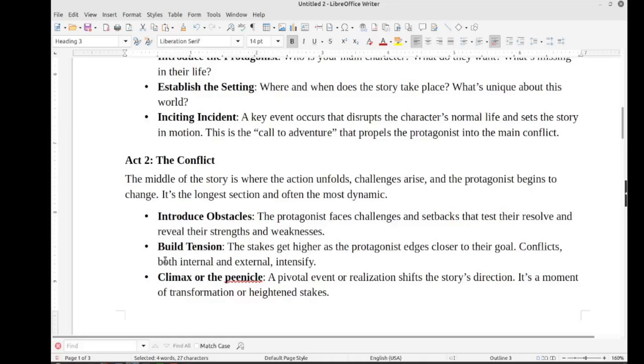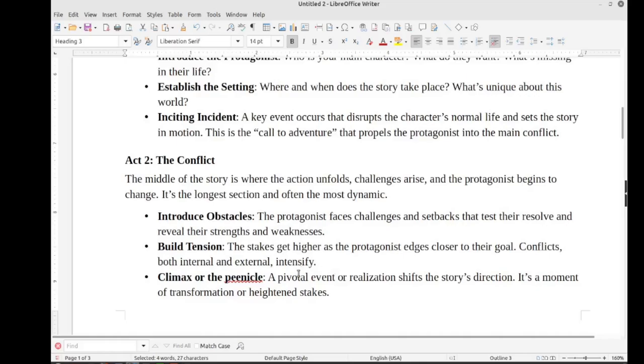And we want to build tension. The stakes get higher as the protagonist edges closer to their goal. Conflicts, both internal and external, intensify. So this stuff, for my story, would occur on the spaceship and possibly as they enter the space station. That's where the tension building would occur.